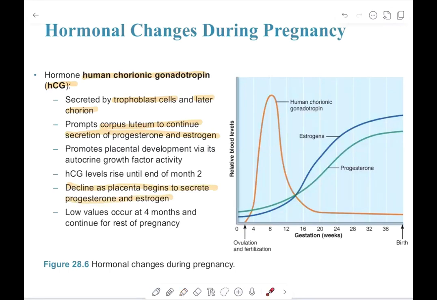So this is approximately the first trimester here, and the corpus luteum is responsible for producing the progesterones and estrogens. However, at this point, when HCG goes down, it does so because now the placenta is taking over, and the placenta is going to produce estrogens and the progesterones for the remainder of pregnancy. So there's low levels of HCG that occur at 4 months, as we start to see around this point.